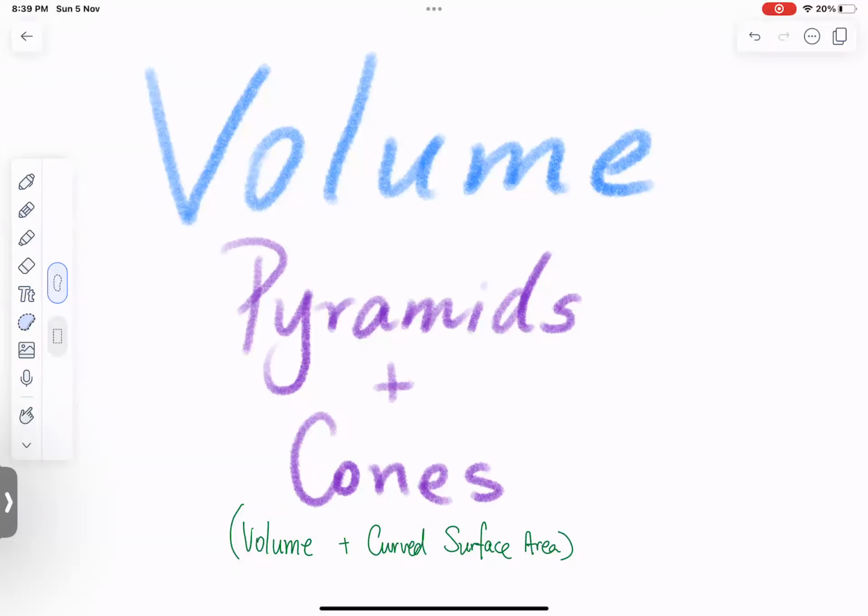So we of course need to know a lot of things. And if we have time, we will also learn a little bit about the curved surface area of cones as well. That means when it is curved, what's the area of it and all those things. So let's not waste too much time and get started.